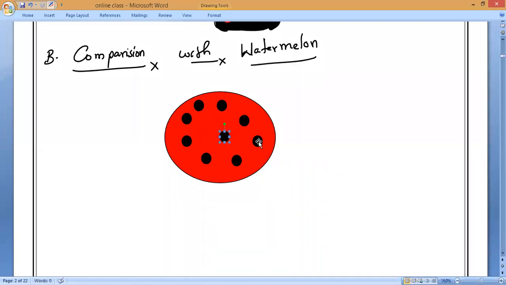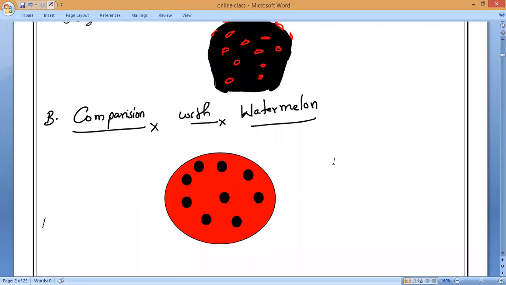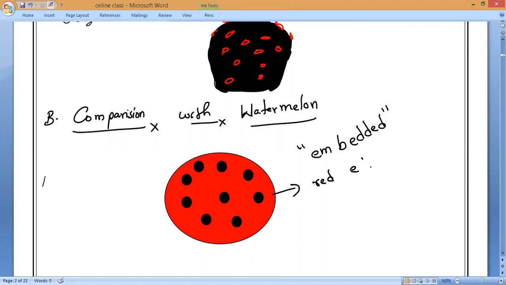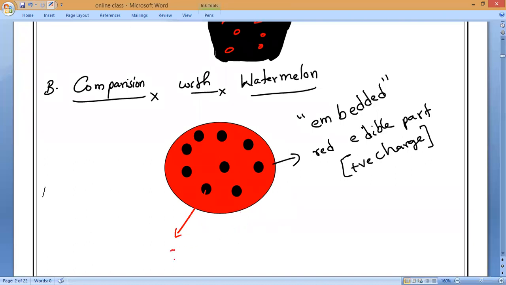So this is how Mr. J.J. Thomson compared this watermelon model. If you notice, the red edible part, what we are consuming, is positively charged, and the black seeds are embedded. Please learn the word embedded. Those are called electrons. The red eatable part represents which charge, guys? Positive or negative charge? Positive charge. And the black color seeds represent what? Negative. Seeds represent negative charge. That is what you have to remember.